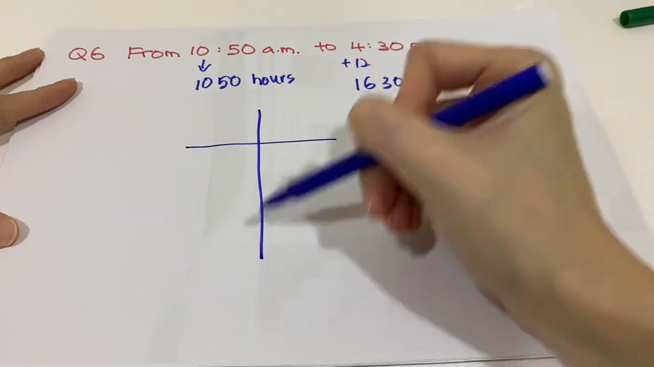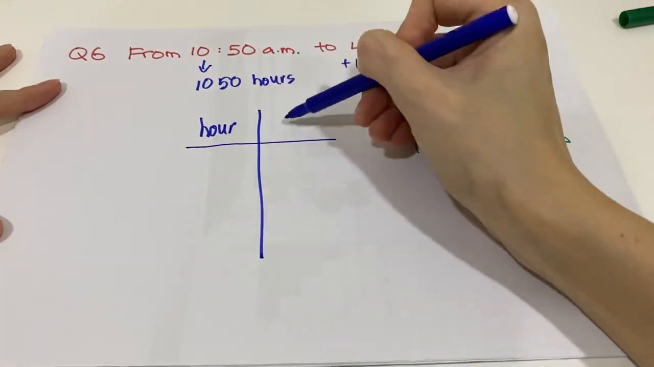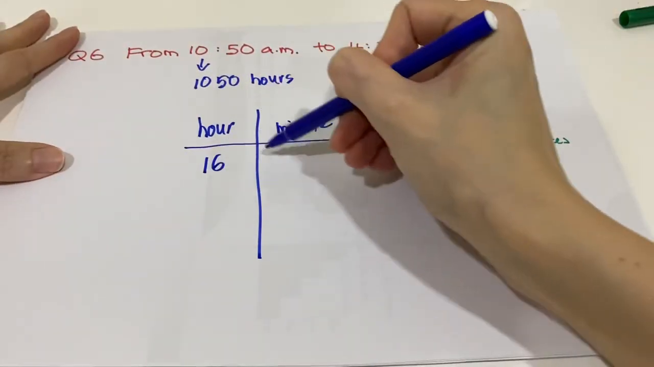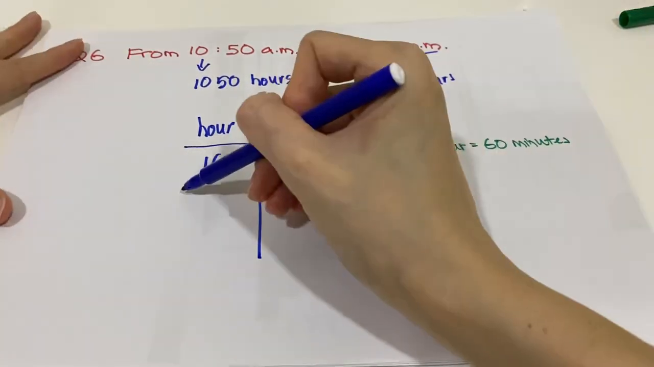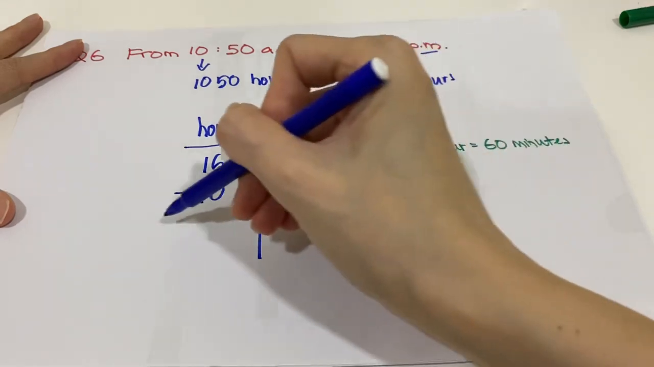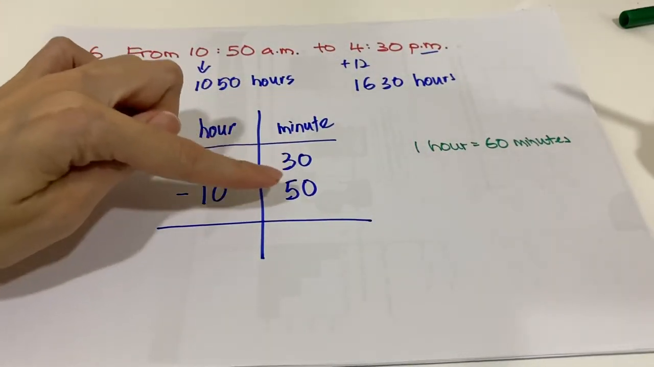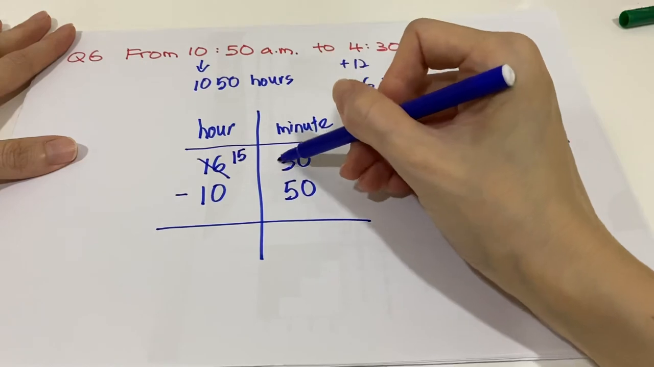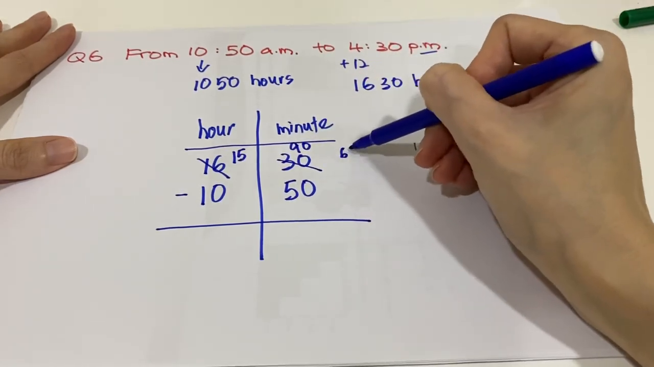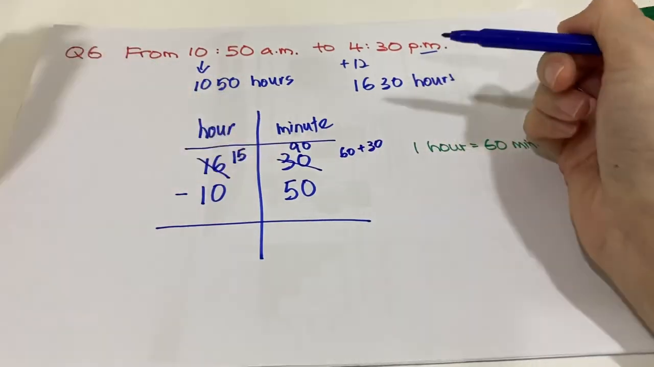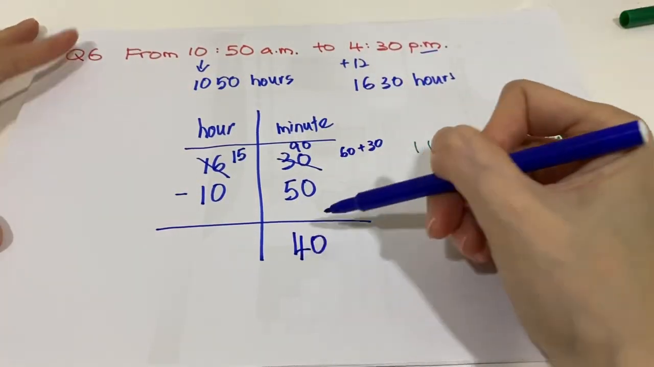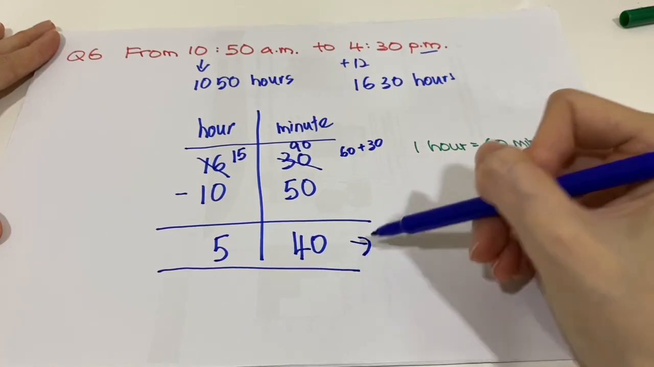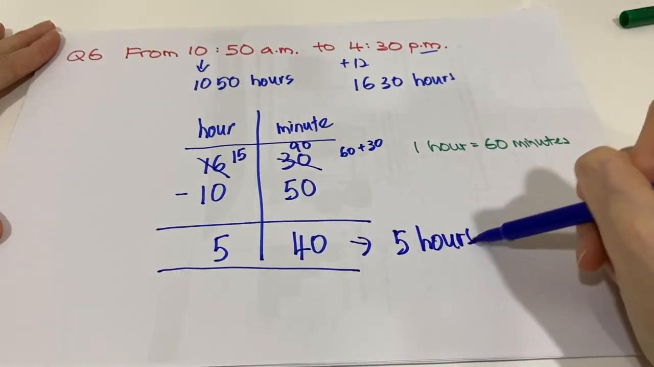Same thing, we do the working. Left is for hour, right is for minute. We put the later one, 16:30, on the top, minus 10:50. So 30 cannot minus 50. We need to borrow 1 hour from 16. So 16 becomes 15. 30 will become 90. Why become 90? Because we borrow 60 minutes plus the original 30 minutes, we will get 90. So 90 minus 50, we get 40. 15 minus 10, we get 5. So for this question, the answer will be 5 hours and 40 minutes.